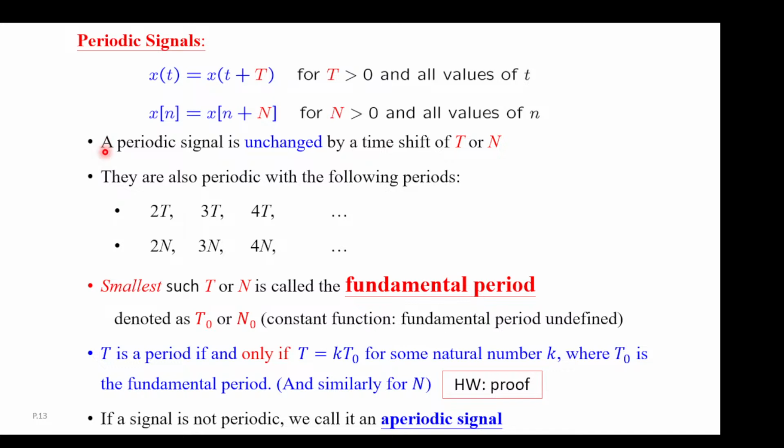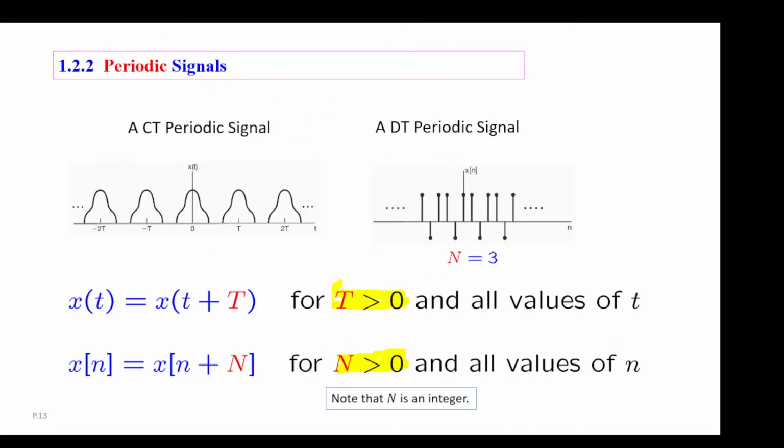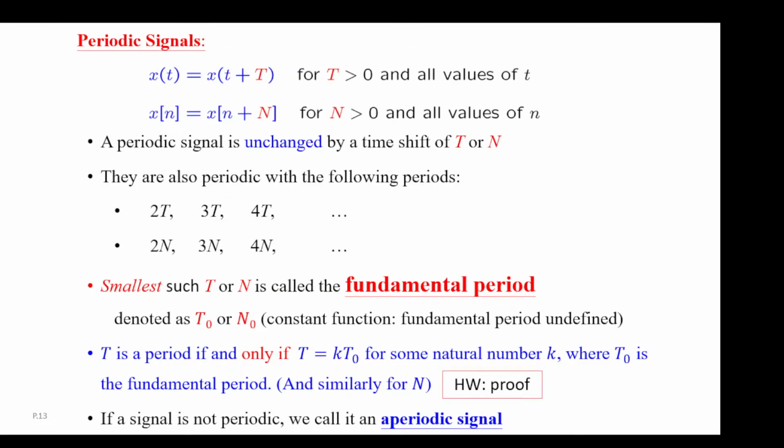Okay, and let me write it down so I can remember. So those two things are called the period. Okay, and as we said, by definition, the periodic signal is unchanged if you time shift by big T and big N.